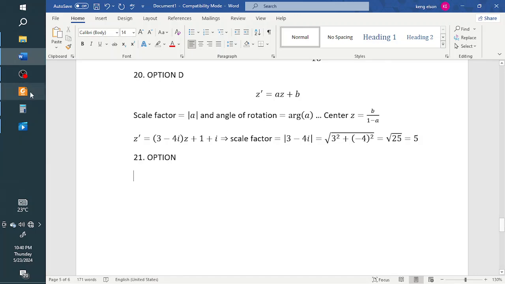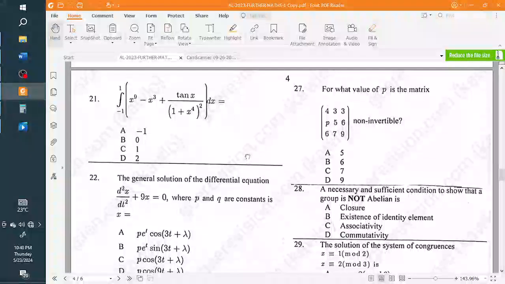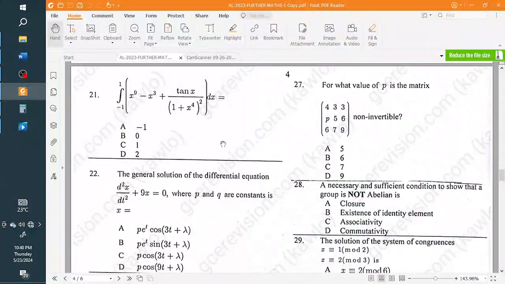Alright, question 21. Here we go. Jesus Christ, what is this? The integral from -1 to 1 of all of this. Alright, 0. Yeah, 0. Even without thinking, because basically examiners cannot test this. They are testing if you know that the integral of an odd function from a negative value to the positive of that value is 0. Alright, that's just a definition.